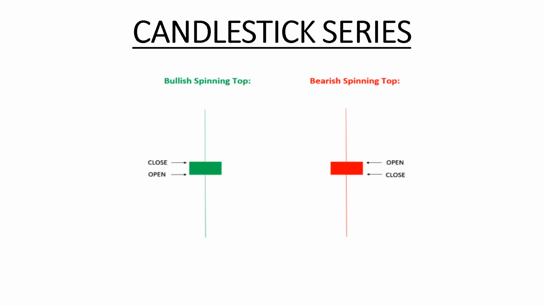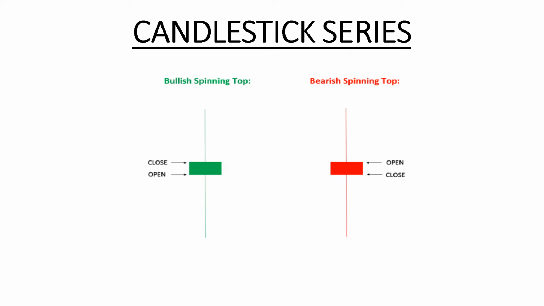So in this video we will be seeing what are called spinning tops. As you can see, these candles are those candles in which the shadows and wicks are really long, and the difference between open and close is not much. So in these kind of candles, which are called spinning tops, the color of the body does not matter.